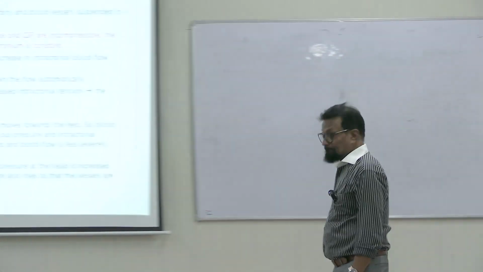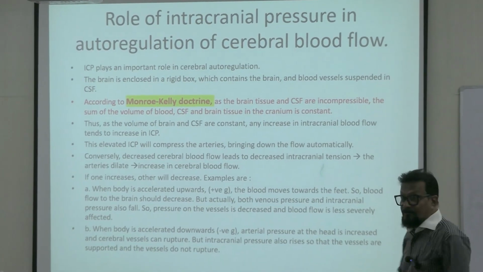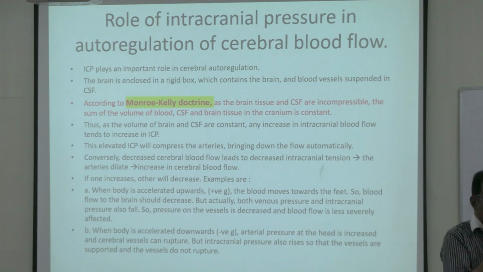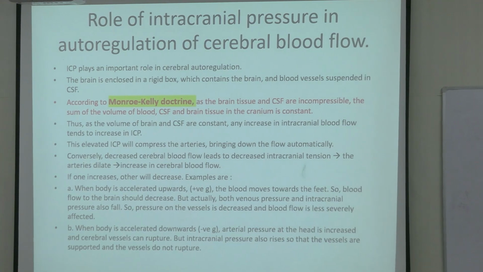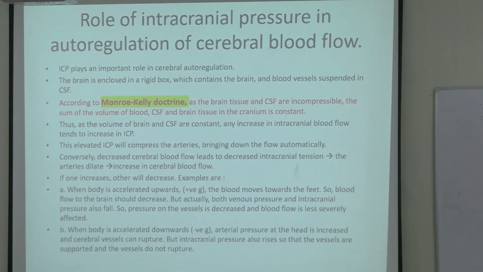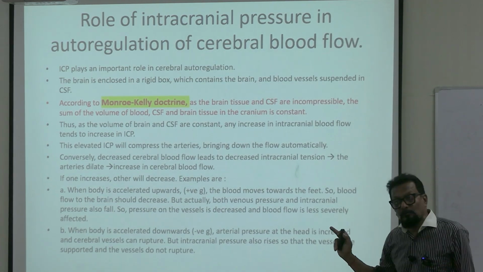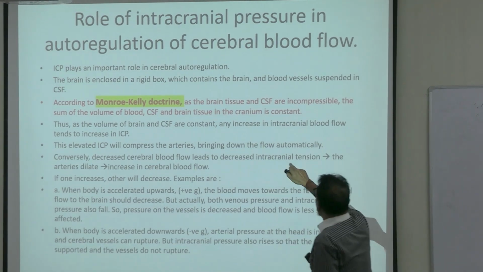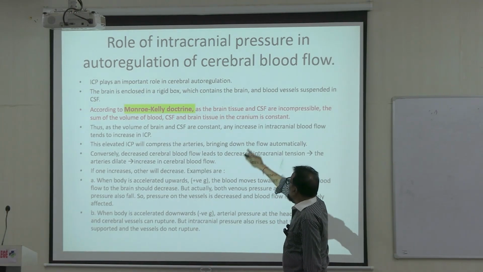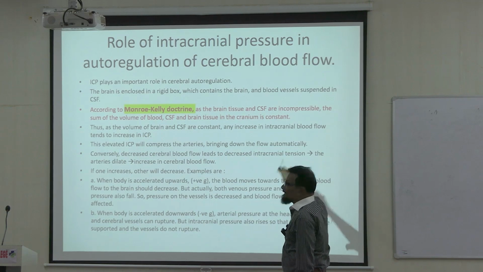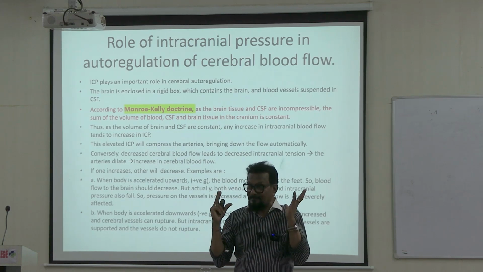Another question may be asked. Write it down: the Monro-Kellie doctrine may be asked as an MCQ or as a short question. What is this Monro-Kellie doctrine? According to the Monro-Kellie doctrine, as the brain tissue and CSF are non-compressible, the sum of the volume of blood, CSF and brain tissue in the cranium is always constant. I have to maintain this pressure constant.